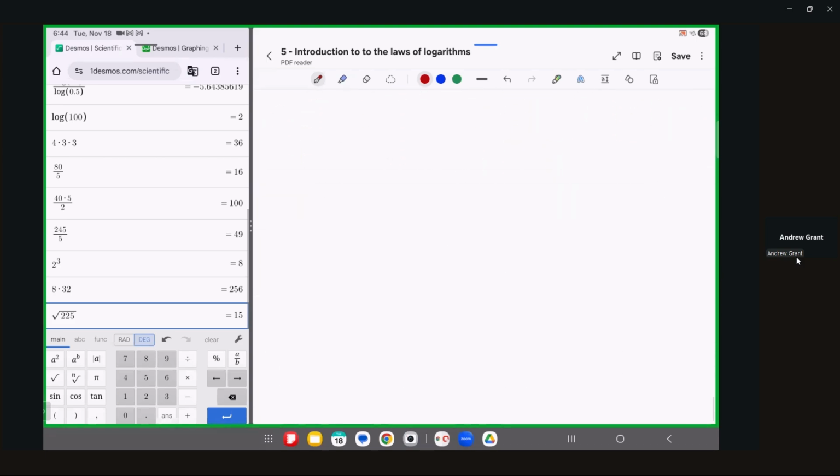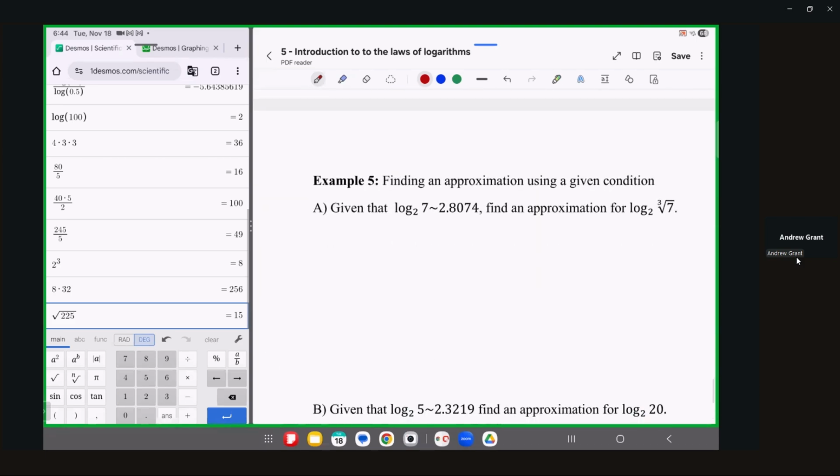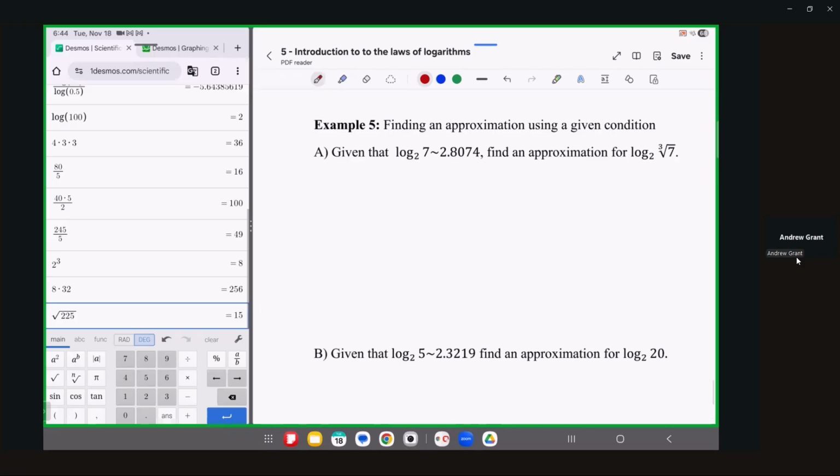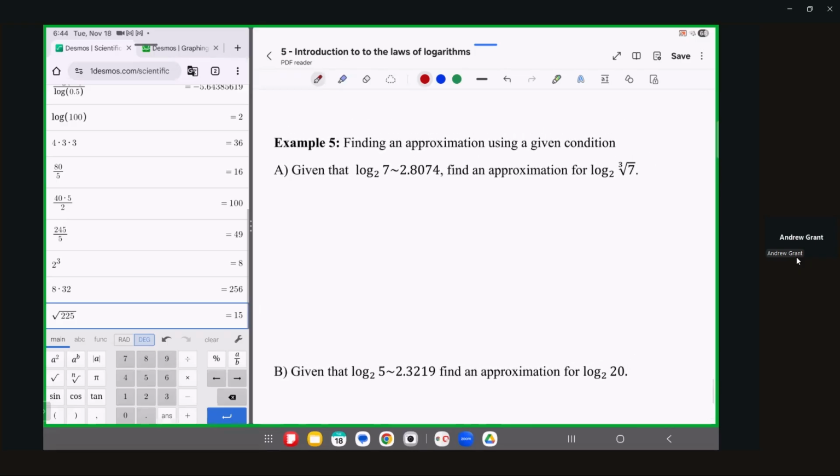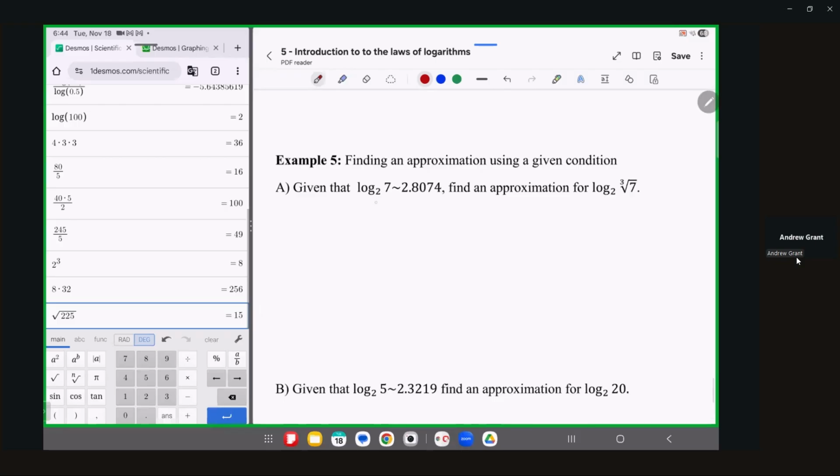Okay, last example is just 2 questions, and it's finding an approximation using a given condition. So here, they're given that log base 2 of 7 is 2.8074. They want us to find an approximation for log base 2 of the cube root of 7. And so when they give you a question like this, they don't want you to just type this into a calculator.